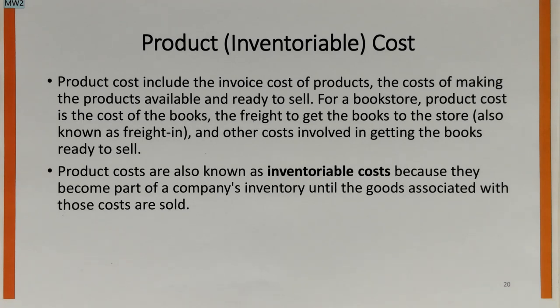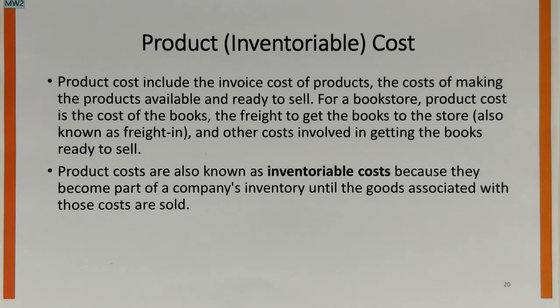Next thing I want to talk about is product cost, sometimes called inventoriable cost. Product cost includes the invoice cost of products, and the cost of making those products available and ready to sell. For a bookstore, this would include the cost of the books themselves, the freight to get the books into the store, also called freight in, and it would also include any cost to get those books ready to sell, such as packaging. Now, for a bookstore, generally, the books are ready to go, and there's nothing that needs to be done with them. But if there was something to be done, that cost would be part of product cost.